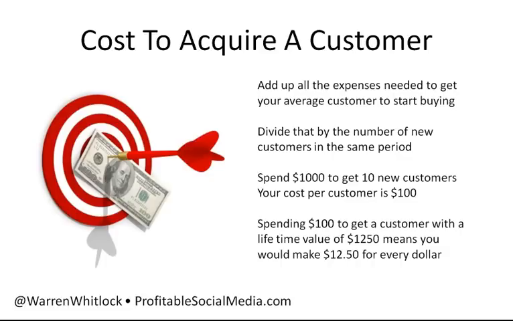Add up all your marketing expenses, all the expenses needed to get an average customer to start buying from you. And divide that number by the number of new customers you get in the same period. Whatever time period, just make sure they're the same. That means that if you spend $1,000 to get 10 new customers, your cost per customer is $100.